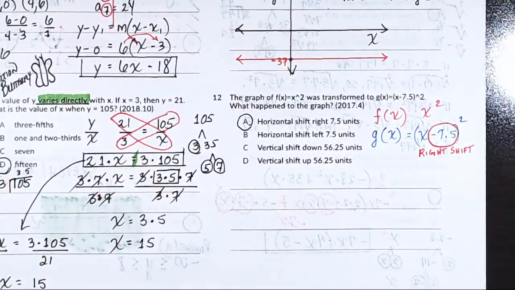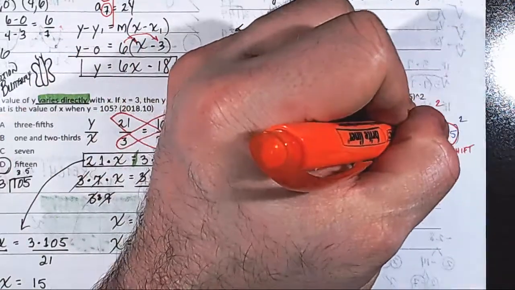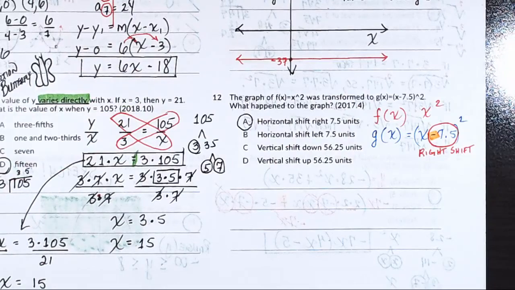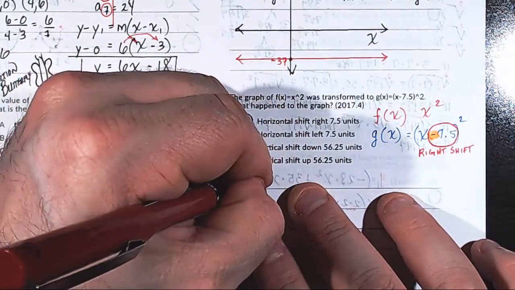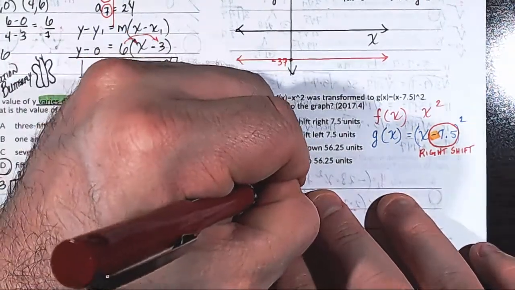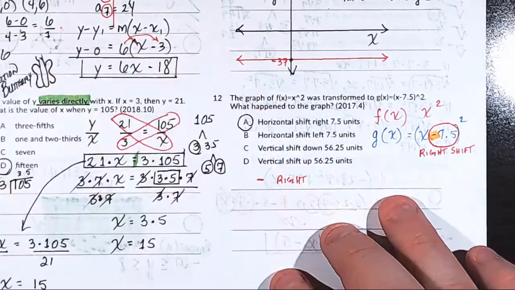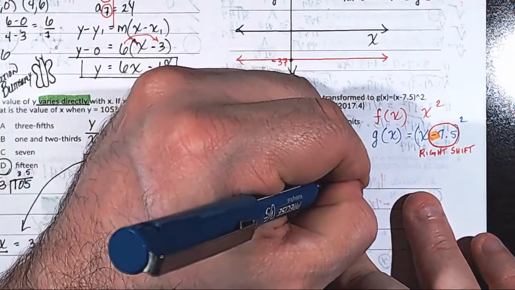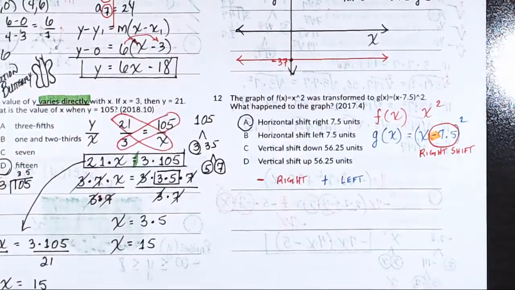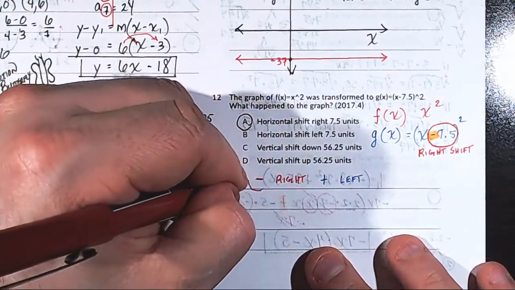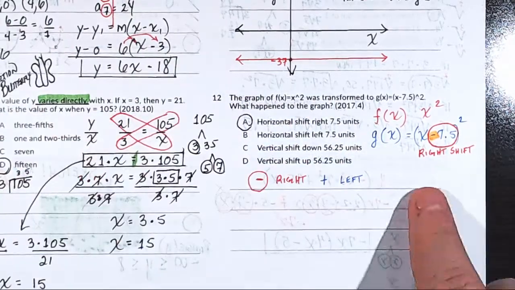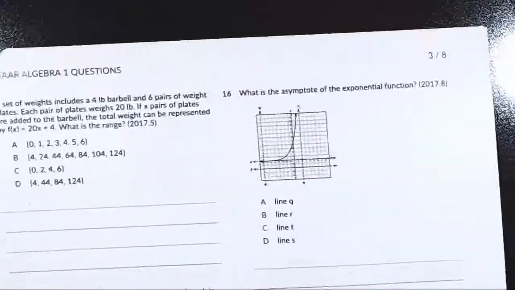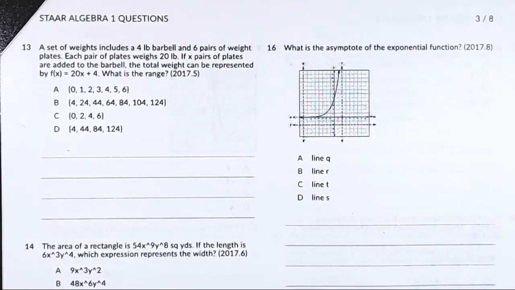It looks confusing, but when you see the minus sign, it's indicating a right shift, and a plus sign is indicating a left shift. So minus sign, right; plus sign, left. That's how you know that. And we're dealing here with a minus sign, so it's moving right 7.5 units. Okay, that's number 12. Let's move on to number 13.